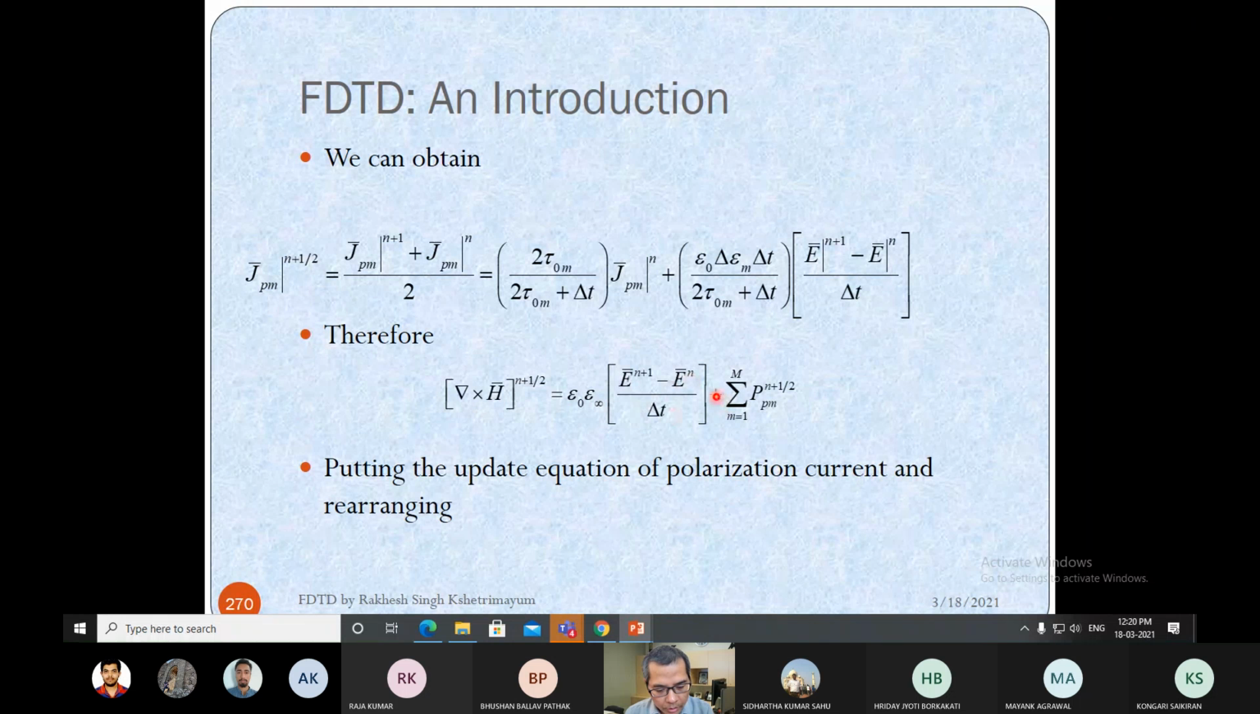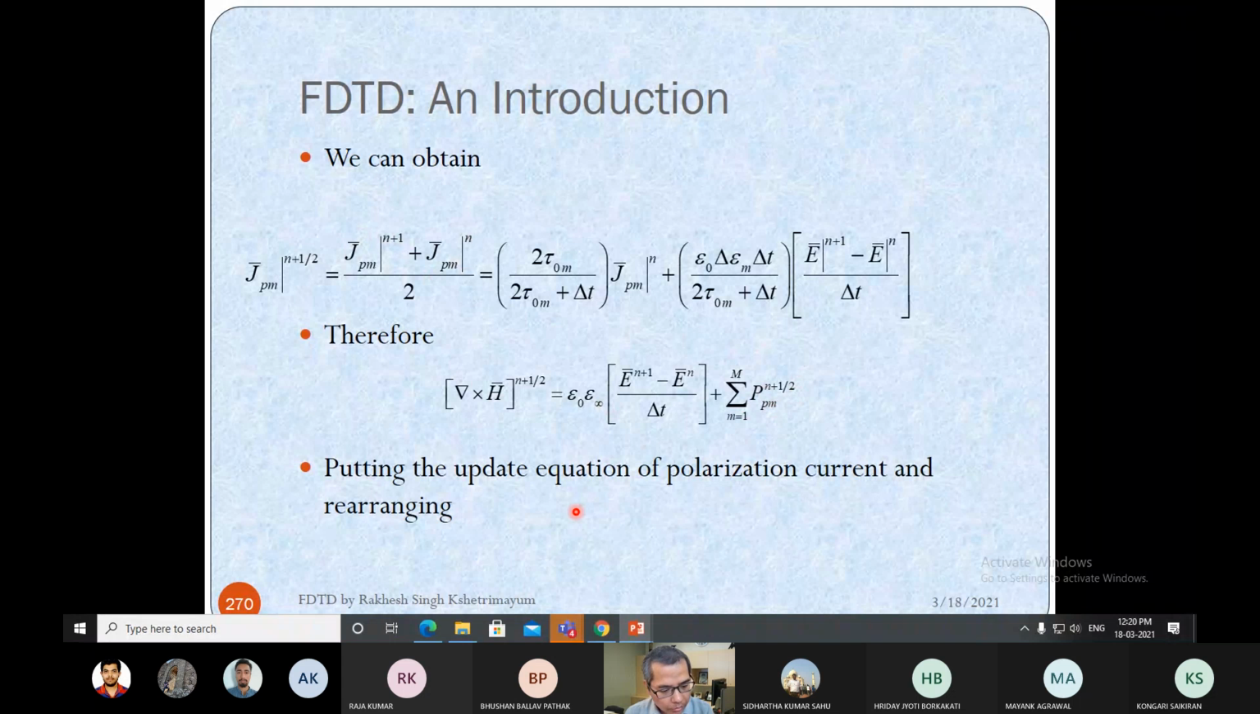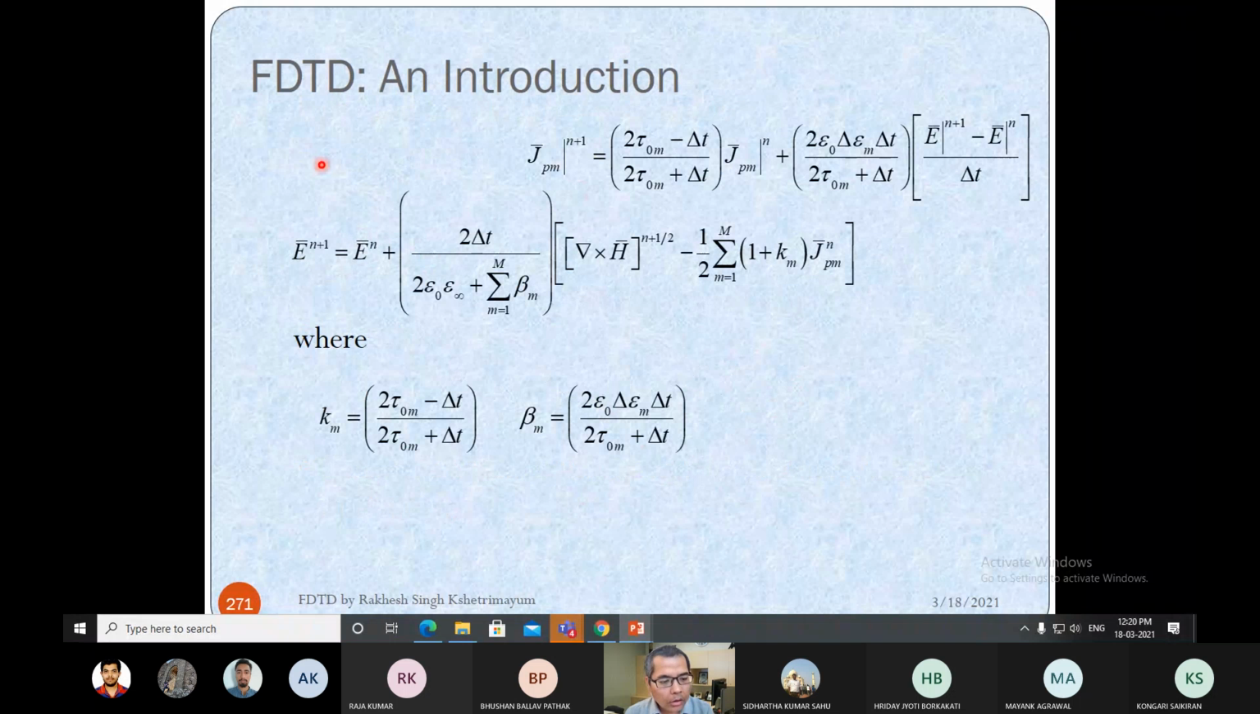And what is this? This is the polarization current. We calculate this at the n plus half time instant, and it is actually an average of J_pm at n plus 1 and J_pm at n. You know what J_pm at n is. This is the value of the previous time instant. You can find J_pm at n plus 1 from the previous slide. So you can find out what this J_pm at the n plus half time instant is. So from there you can write the update equation.